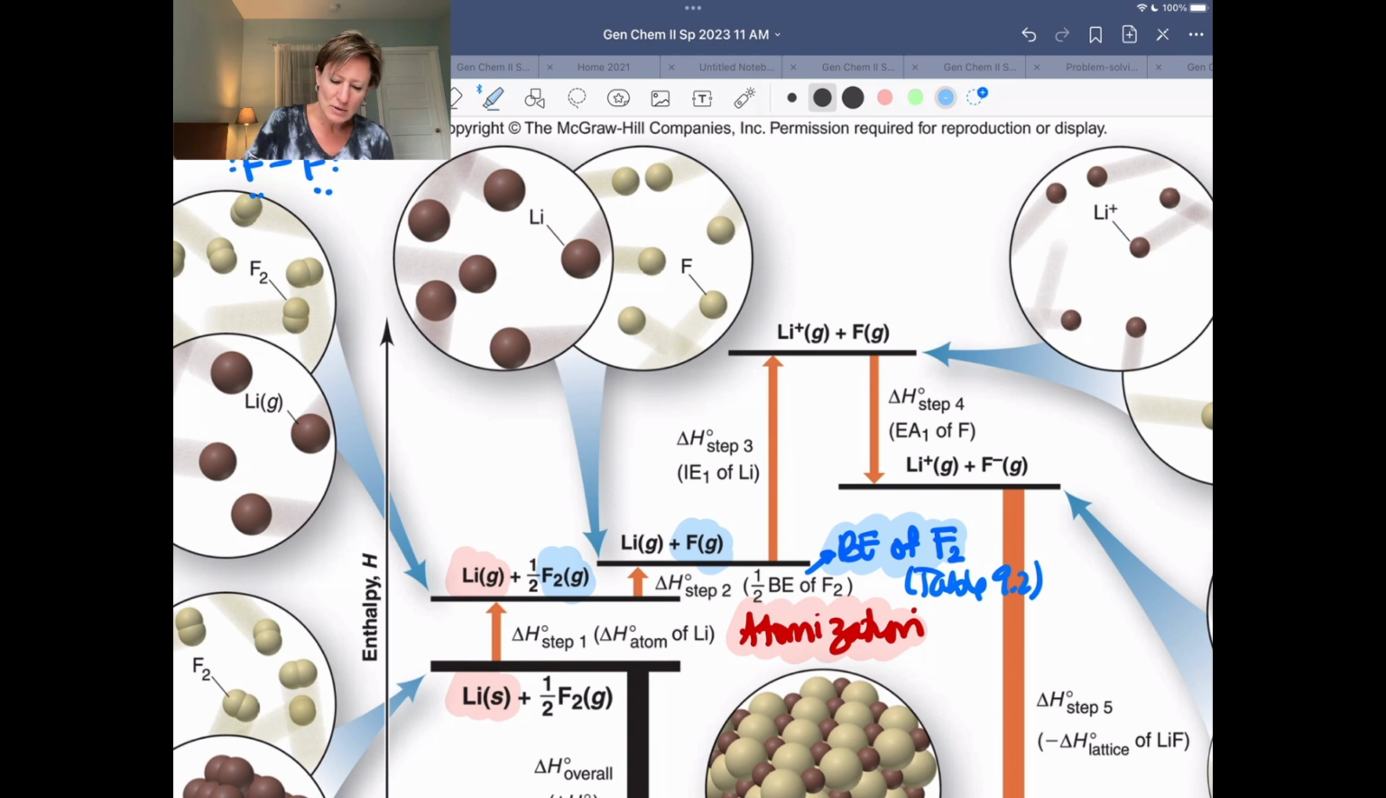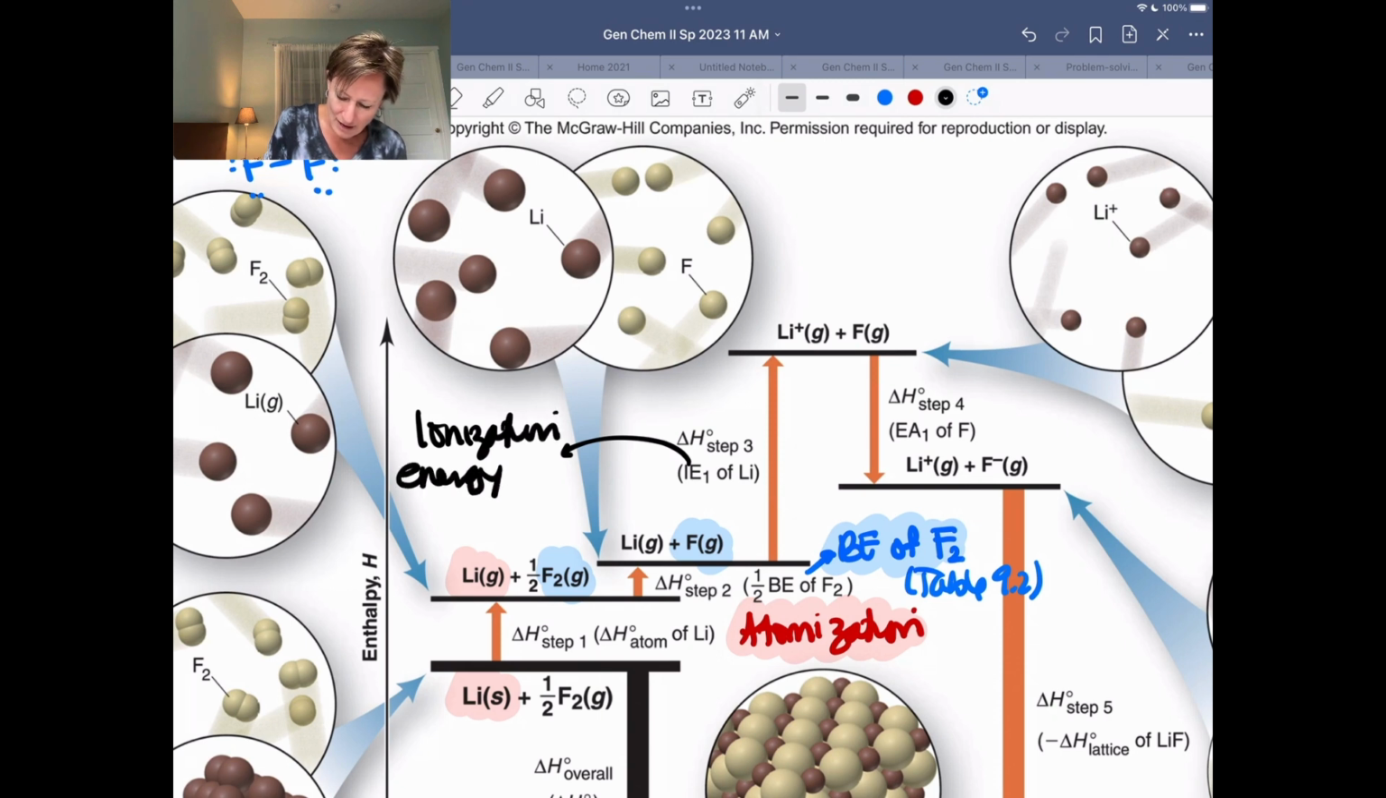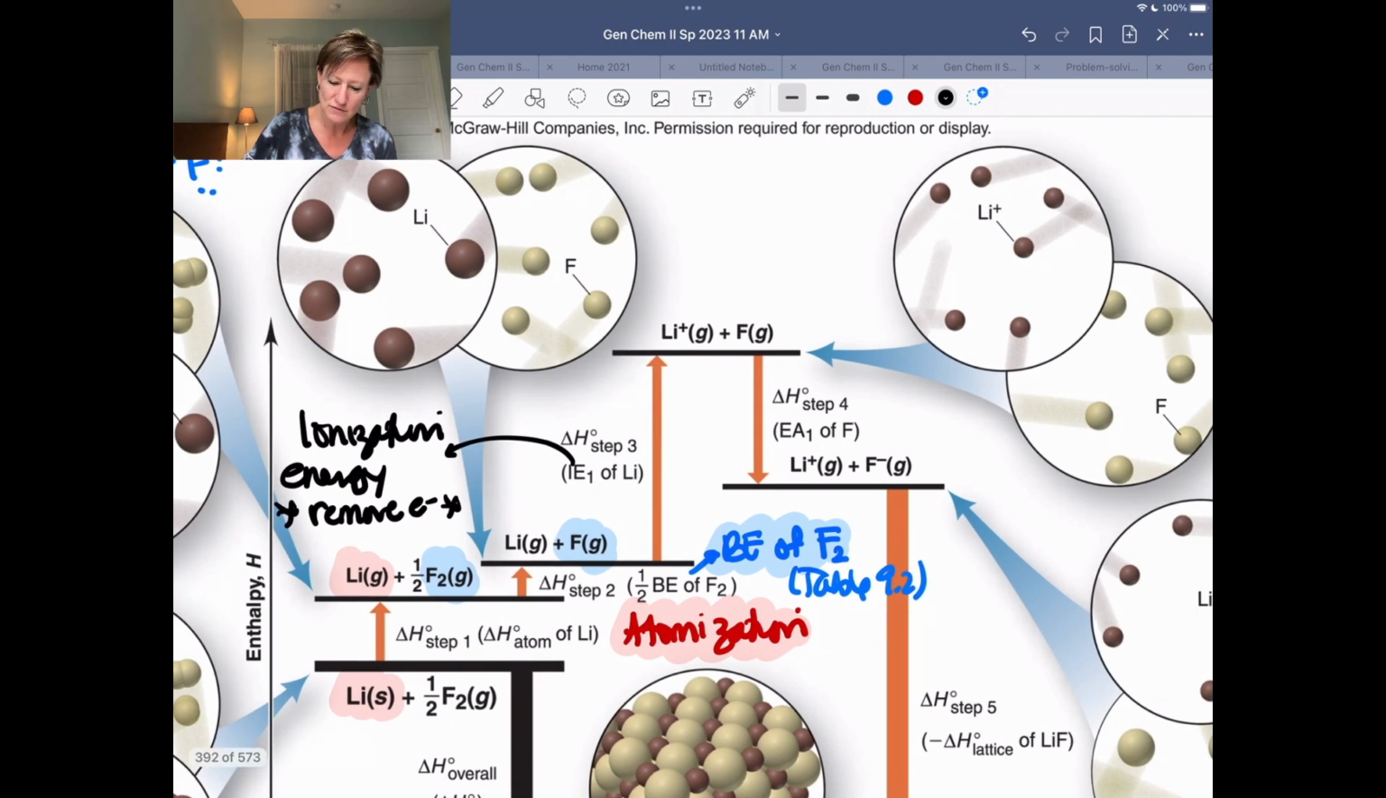Now what we need to do is make them independently into ions. There are two things we're going to be talking about here. First is IE, which is ionization energy. Ionization energy is always the energy to remove an electron. Hopefully it's not a stretch for you to remember what we need to remove an electron from. I'm going to change colors here just to highlight.